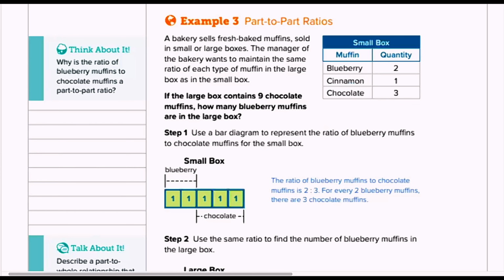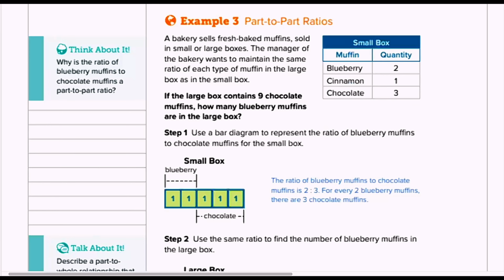Then I don't need the total here, because I compare a part, which is 2 or 1 or 3, to another quantity we have also in the same table. A bakery sells fresh baked muffins, and here we have the quantity in the small box. In the small box, we have 2 blueberry, 1 cinnamon, and 3 chocolate.